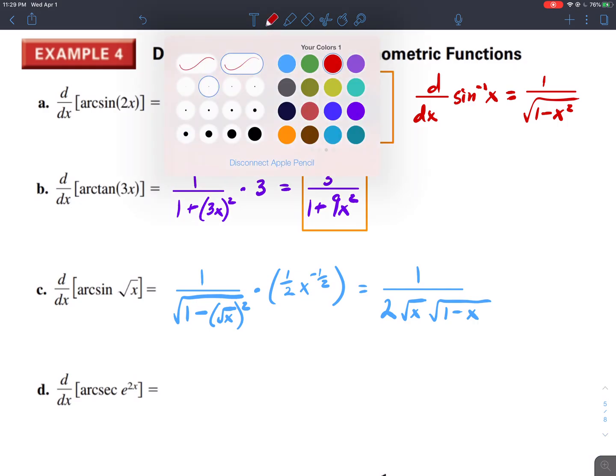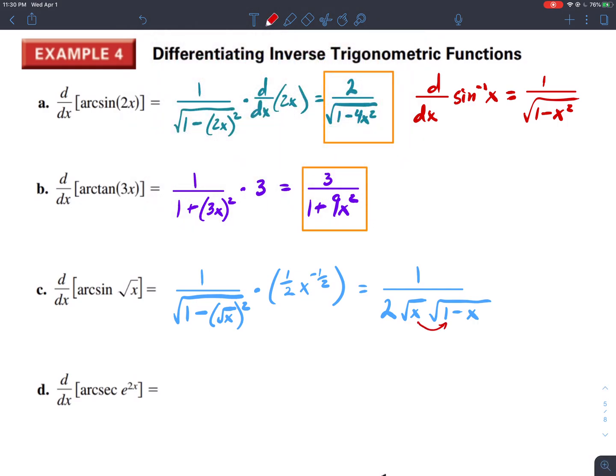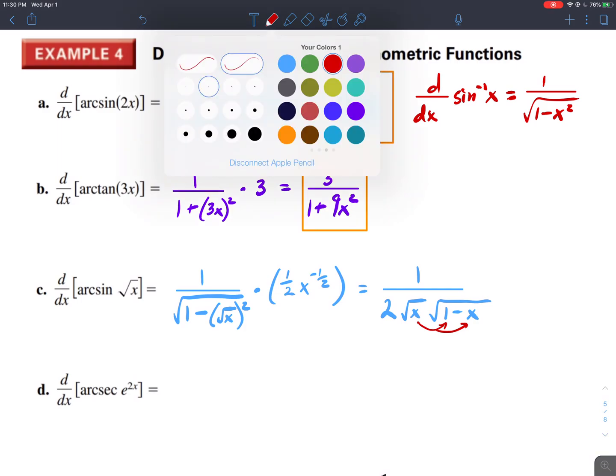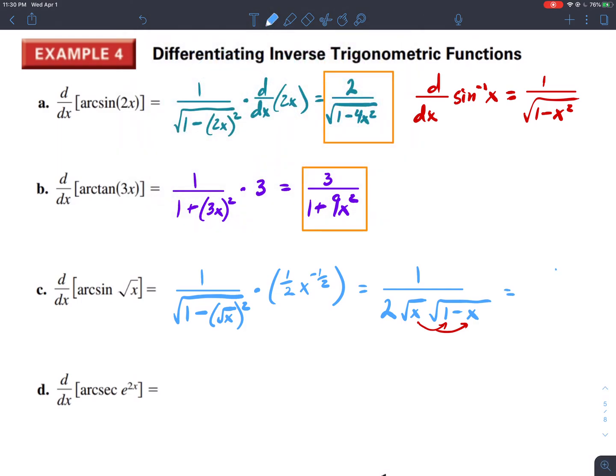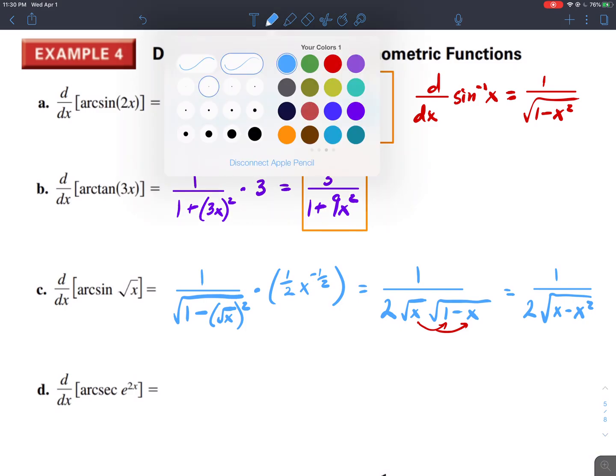All right, now if you really wanted to, you can go a step further and, since these are both just plain square roots, you can multiply that square root of x into this, and maybe write 1 over 2 square root x minus x squared, if you felt so inclined, but you don't have to do that. All right, moving on. D. I'm going to scroll up a little bit, give myself a little more room. Here we go.